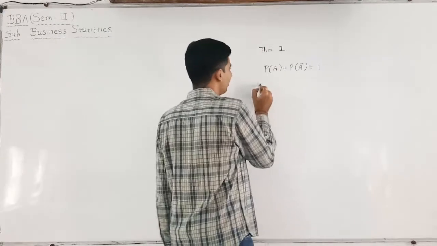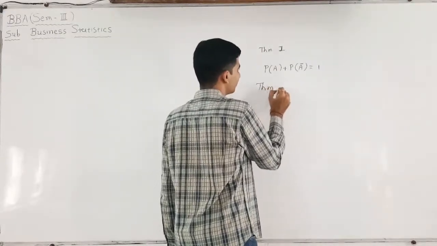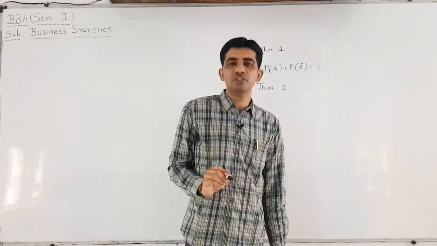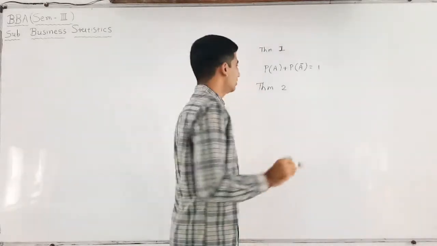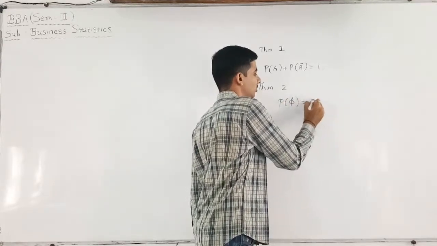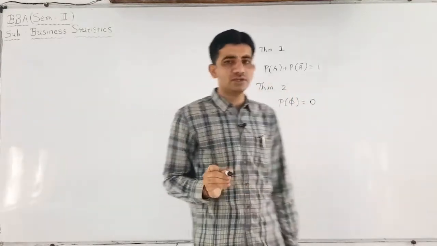And theorem number 2: phi is any impossible event of S, then P of phi is equal to 0.